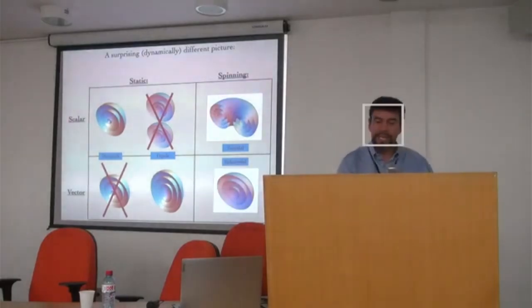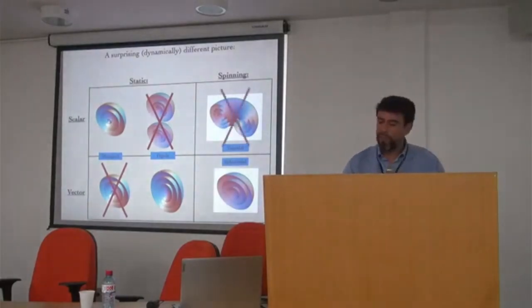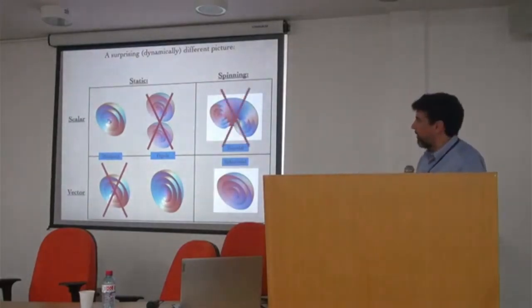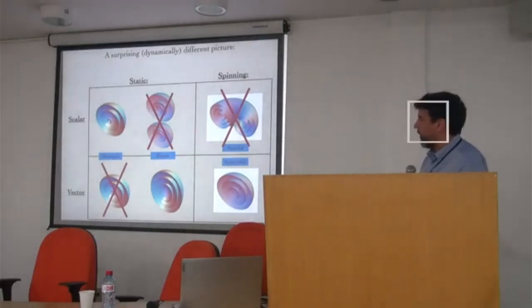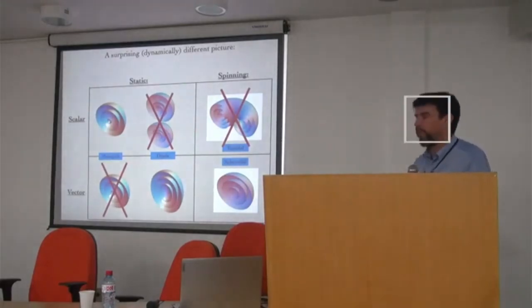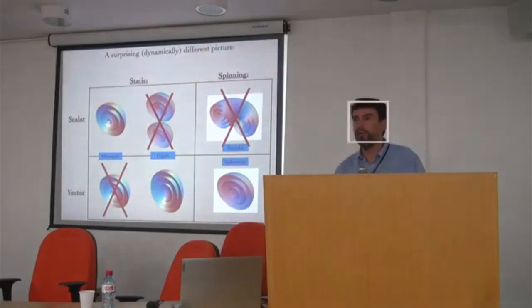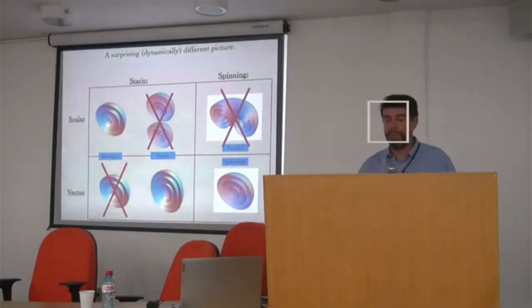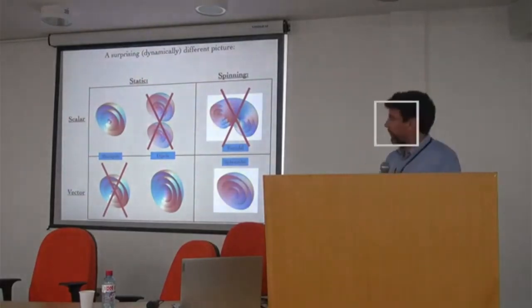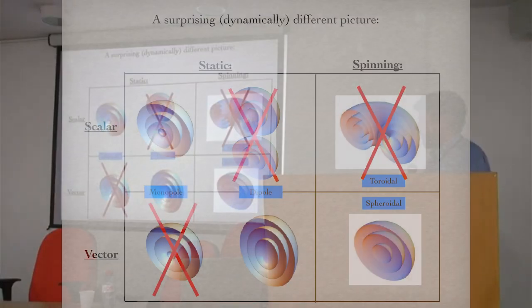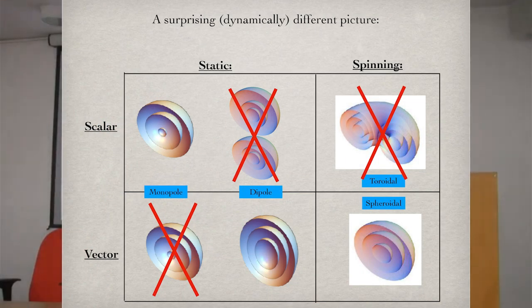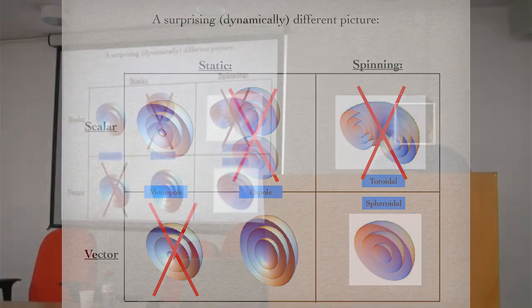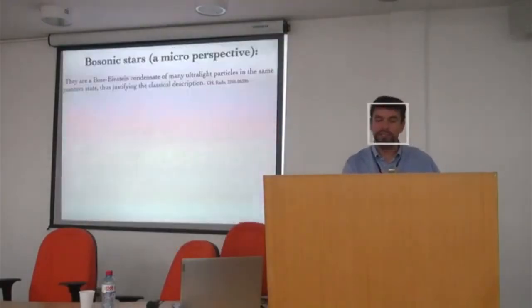But again, dynamics is quite different. The spinning scalar stars are not able to retain their angular momentum, at least in the simplest models. Either they want to get rid of it, or they want to decay into a black hole if they retain some of the angular momentum. Whereas in the vector case, these spheroidal stars seem to be dynamically robust. So this is to give you a flavor that there are some very interesting dynamical distinctions about these things.